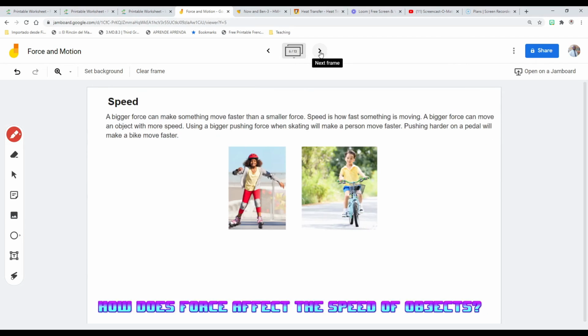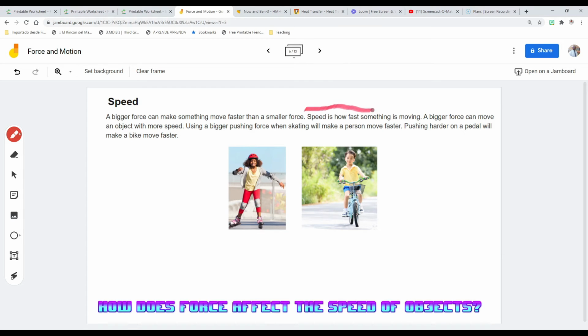Speed. How does force affect the speed of objects? A bigger force can make something move faster than a smaller force. The more force you apply to something, the faster it will move, and the less force you apply to it, the slower it will be. Speed is how fast something is moving.